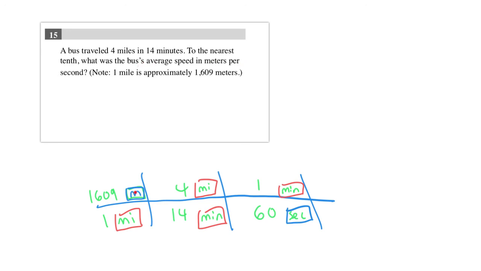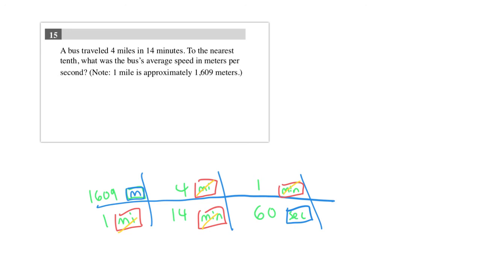Well, we force the word meters to be at the top. We set up this train such that meters will be at the top and the word seconds will be down below. And we also ensured that we put the word miles here, minutes here, so that the words themselves cancel. So miles is going to cancel with that miles, minutes is going to cancel with that minute. And then, as usual, you treat all of these as fractions, and you can just multiply straight across.